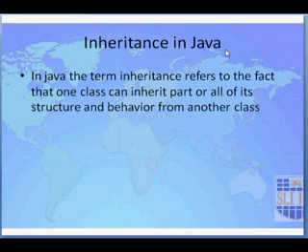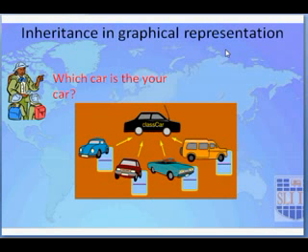Inheritance in Java. In Java, the term inheritance refers to the fact that one class inherits part or all of the structure and behavior of another class. This is the graphical representation of inheritance. A car can represent different types of models. Search and find which car belongs to you.